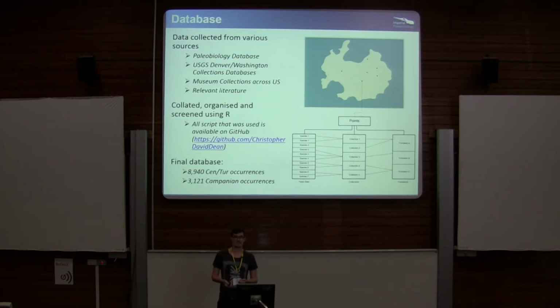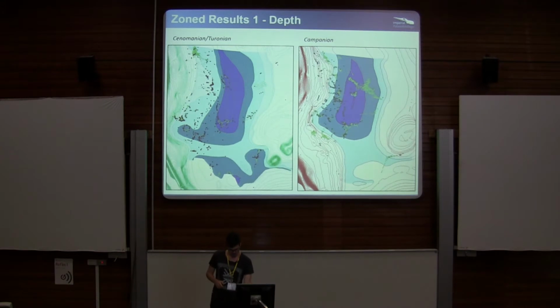So this database consisted of aragonitic and calcitic bivalves and also ammonites, which are also mostly aragonitic. So those are the various tests I was going to use. And the final database was 8,940 Cenomanian-Turonian occurrences and 3,121 Campanian. Let's have a look at what this looks like plotted up. In GIS we used an overlay of relevant formations from the USGS website. It's all free to download, and we just selected the ones that were appropriate for the different time periods that we used.